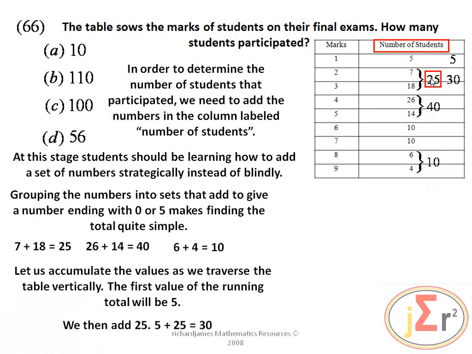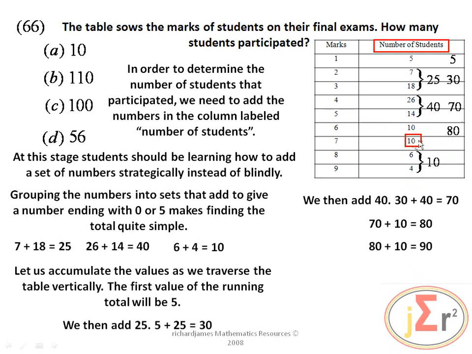Then what are we going to do? We're going to add 40 to the 30. 40 will be added to the 30, and the result is 70. Then we go down and we add 10 to get 80. Then we go down and add 10 to get 90. Then we go down to add the final 10, and the result is 100.